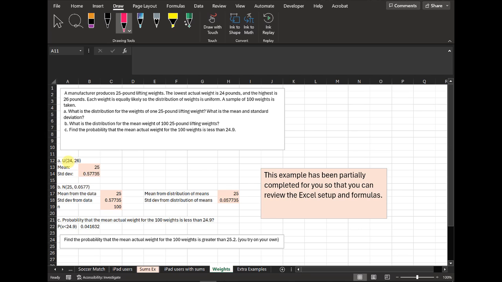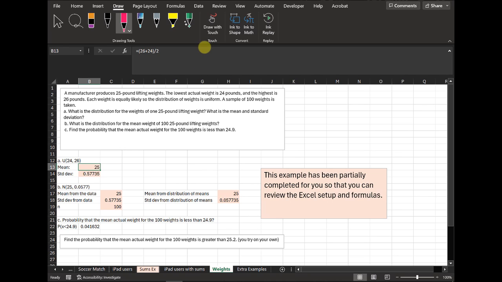In this case, if I'm talking about one 25-pound lifting weight from this distribution, I'm actually using the uniform distribution. And we're told that the uniform distribution in this case goes from 24 to 26. We have a set of formulas associated with the uniform distribution. You may have already forgotten them, but I swear we do have them. You can go back and reference them.